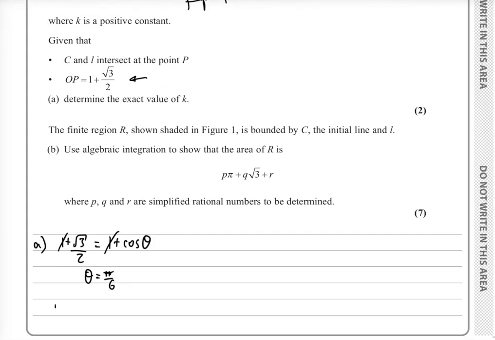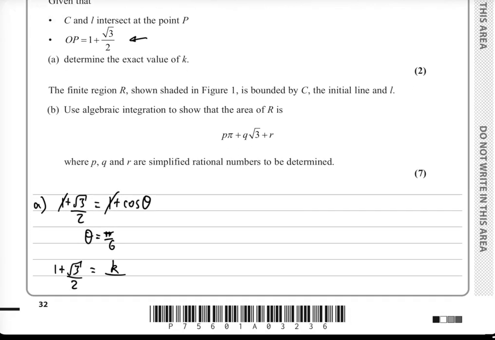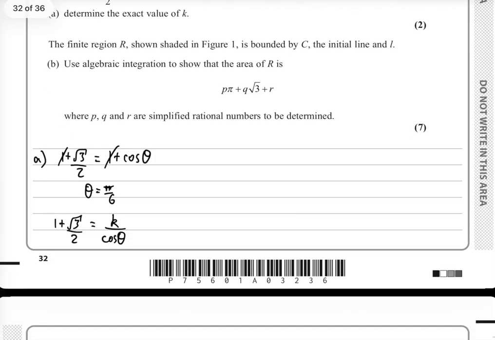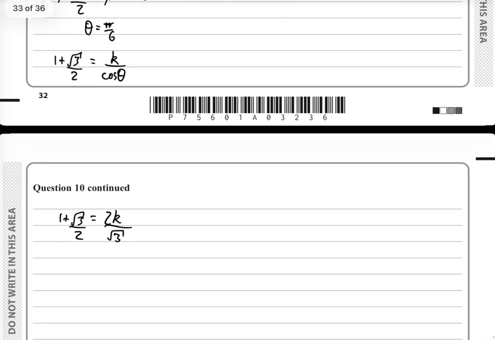So it's still r, it's still 1 plus root 3 over 2. But this time is equal to k times secant. So that's divided by cos theta. We just found that cos theta was root 3 over 2. So that's k over root 3 over 2 is equal to 1 plus root 3 over 2. This doesn't look like it's going to be a very nice k value.